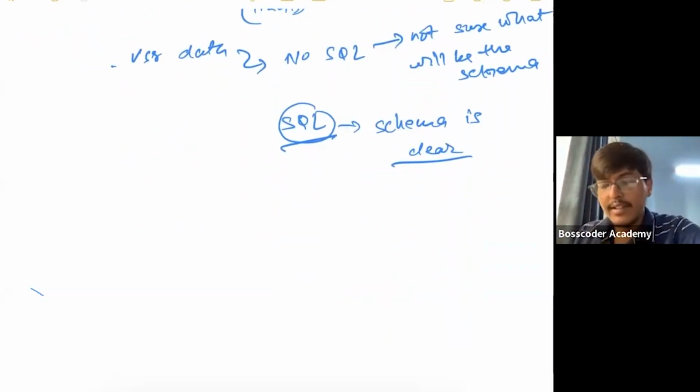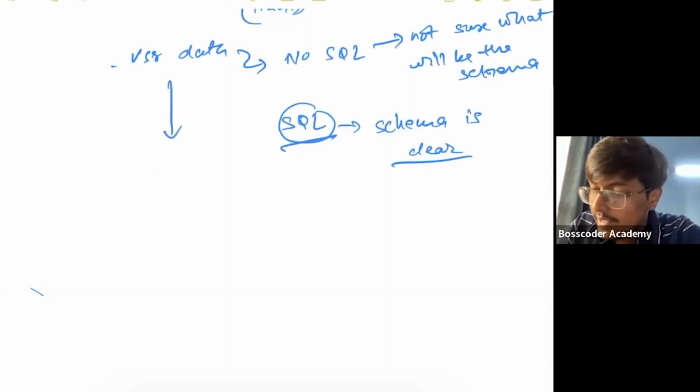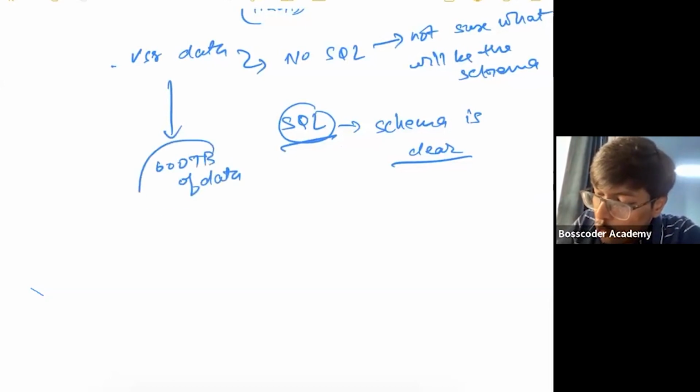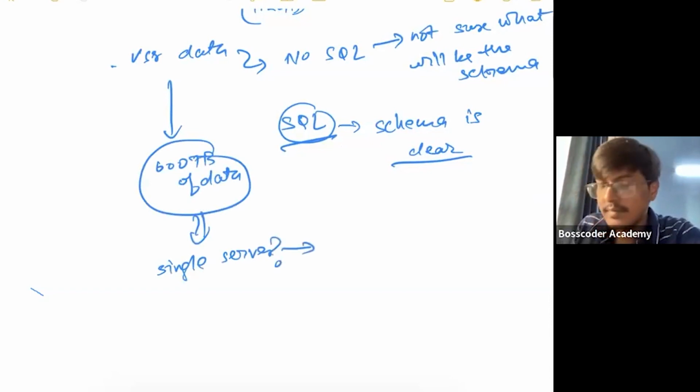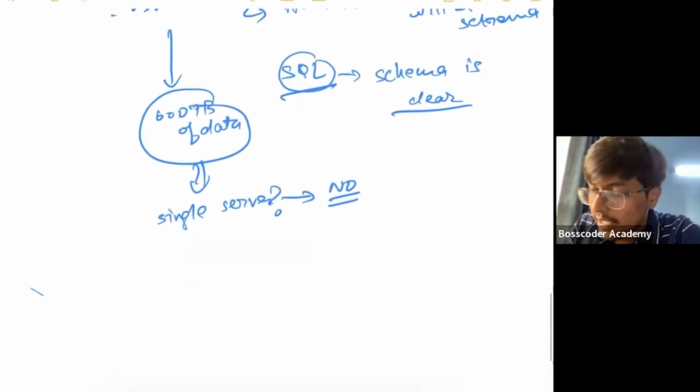Right? Okay. If this is clear, now for user data, you have 600 terabytes of data. Tell me, can you store all this data into a single server? No, right? You cannot store this into a single machine. So you have to shard the data.